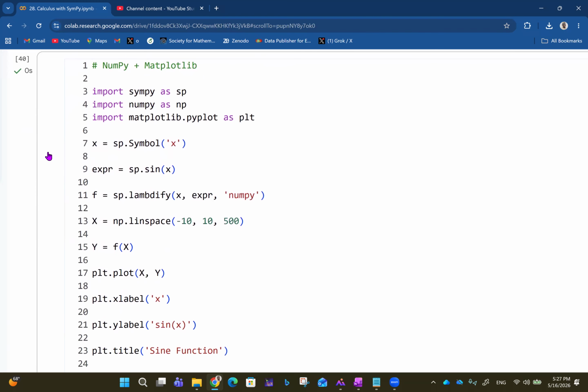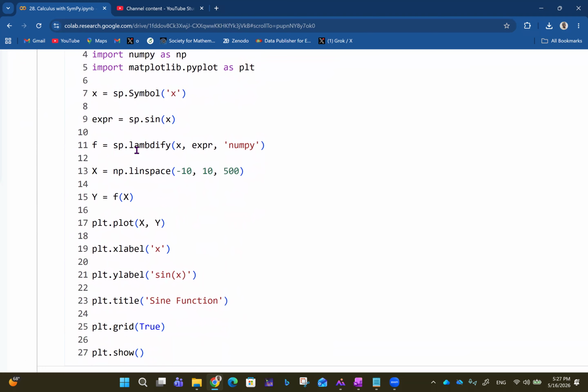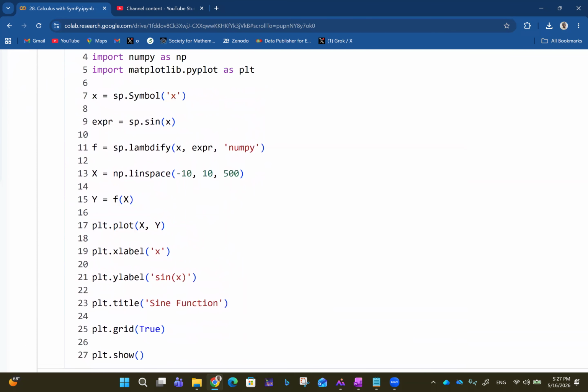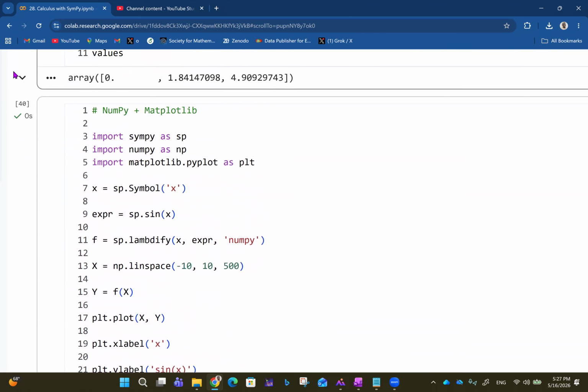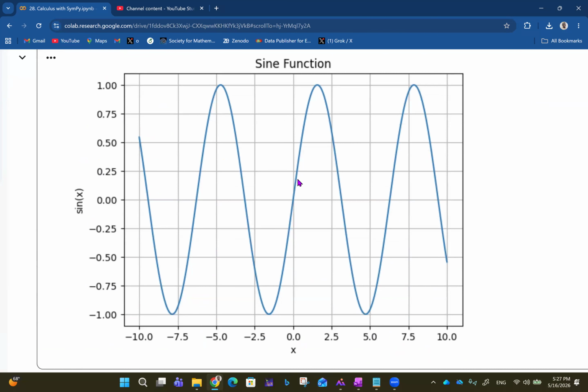Then you can have a set of things under NumPy now. So you get NumPy, you get SymPy, Matplotlib, you have variable x, expression is sine x to lambdify. Now you have x as NumPy linspace at minus 10, 10, and 50. Then you have y to be a function of x now, of this now. Then if you plot, you get this kind of plot we have down here. So here you're combining NumPy and Matplotlib to get this kind of sine function.